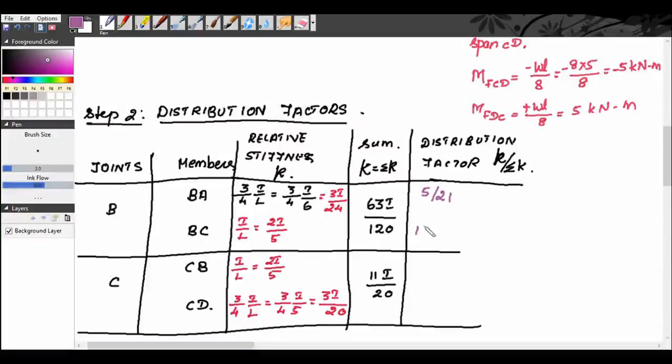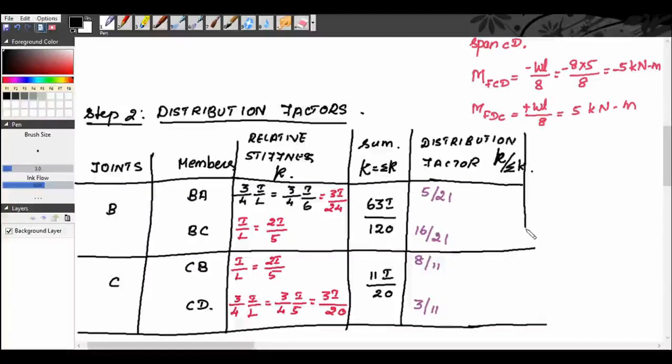Similarly, for BC, it is 2I by 5 divided by 63I by 120, we get 16 by 21. Next, for CB, 2I by 5 divided by 11I by 20, we get 8 by 11. And for CD, 3I by 20 divided by 11I by 20, it is 3 by 11. Now, the summation of the distribution factors at each joint should be equal to 1. So at B, 5 by 21 plus 16 by 21 equals 1. At C, 8 by 11 plus 3 by 11 is equal to 1. So, the second step is over.